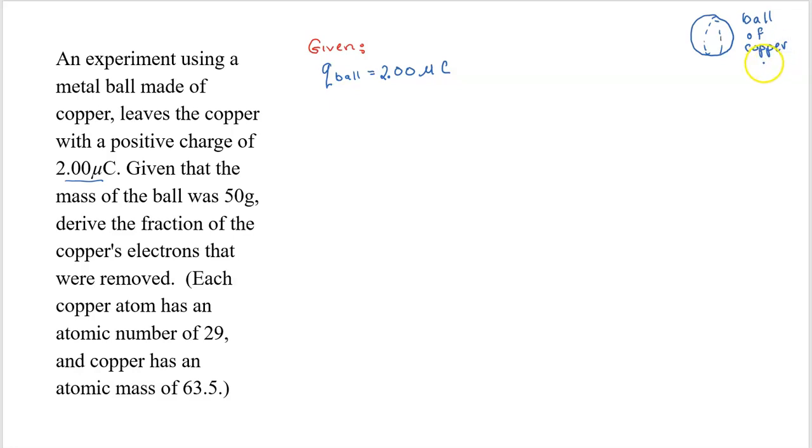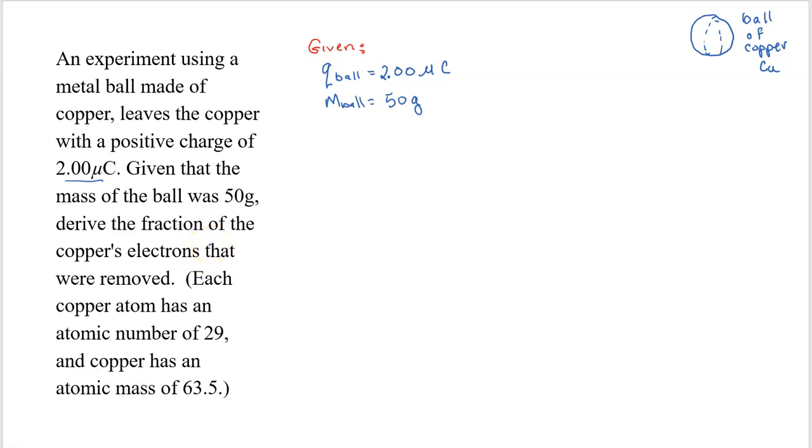And we know the symbol for copper is Cu. We also have the mass of the ball, so we can write that out. The mass of the ball is 50 grams. Now, do we need to convert that to kilograms, because kilograms are the base unit? Maybe, maybe not. Let's leave our given in this form, because if we have other things in grams, we won't have to convert it. And then we want to derive the fraction of the ball's copper electrons that were removed.